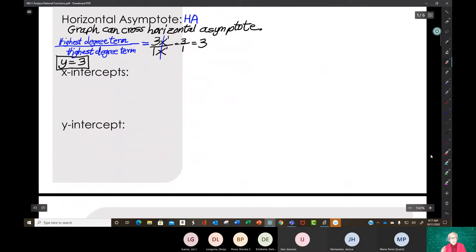Now, like I said, we're going to do this over and over again. Right now, this may be very alien to you, but by the time we finish today, you will be experts. So let's find the x-intercepts, if there are any.